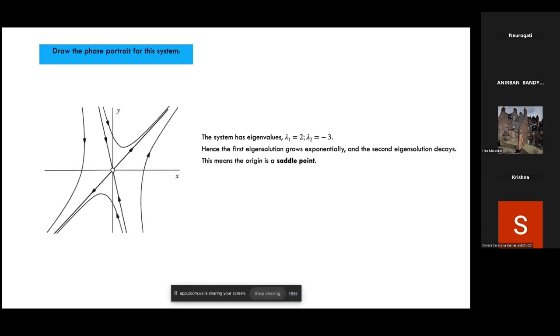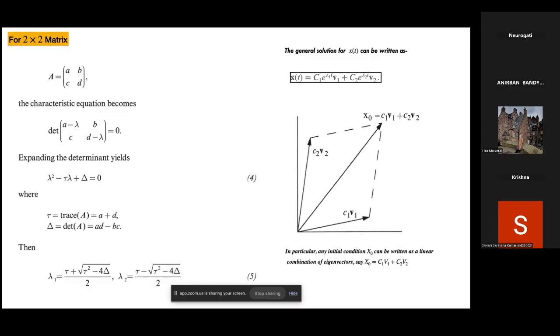So let's look at the system that we just solved. We get two eigenvalues. One is 2 and one is -3. So now go back to our original concept: what is the general solution of x(t)? The general solution of x(t) will be c1 e to the power lambda 1 t v1 plus c2 e to the power lambda 2 t v2.